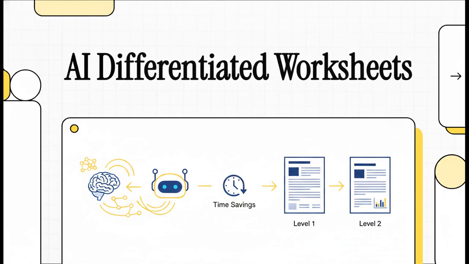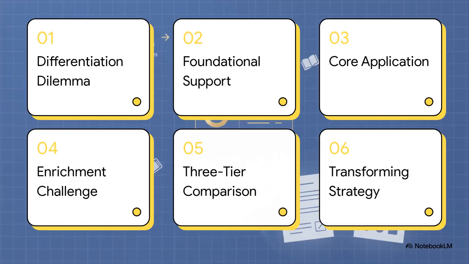Look, if you have ever felt completely, utterly overwhelmed trying to meet the unique needs of every single learner in your classroom, well, you're in the right place. Today, we're tackling one of the most persistent, time-consuming challenges in teaching, and that is differentiation. We're going to explore how we can use modern AI tools to completely transform the way we create these materials. We're talking about taking a process that used to drain hours of your life and turning it into something that takes mere minutes. Okay, let's take a quick look at our roadmap for today.